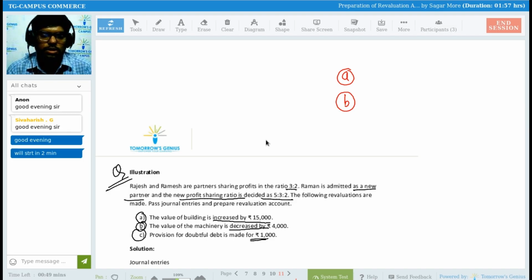Okay. So pass the journal entry for A and B, right? I will be discussing this after 5 minutes. You can solve A, B, C also, but I'm expecting you should do A and B correctly. Okay?